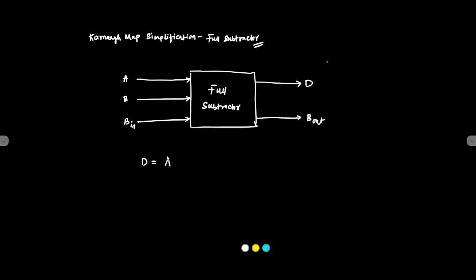A bar, B bar, bin, or A bar, B, bin bar, or A, B bar, bin bar, or A, B, bin, which is A XOR B XOR bin. Okay, the XOR of the 3 inputs. Now if we have to implement it through a K-map, see if we can minimize it.